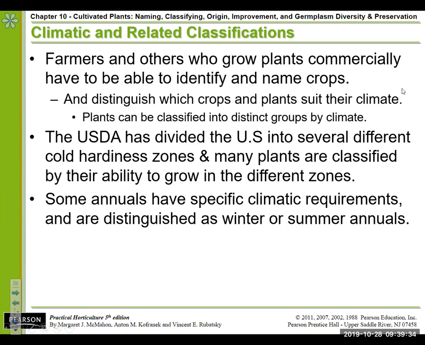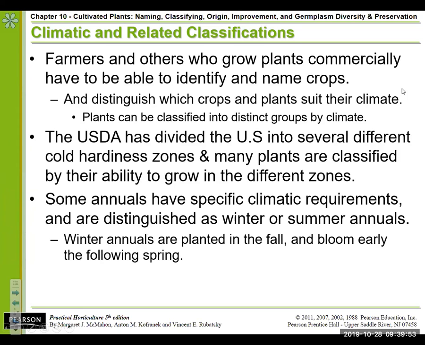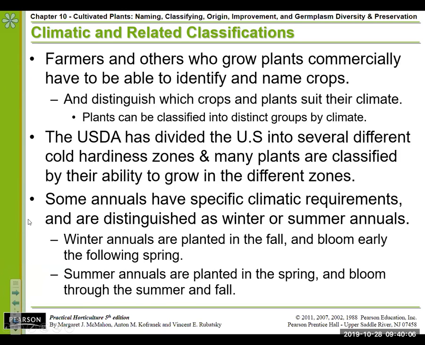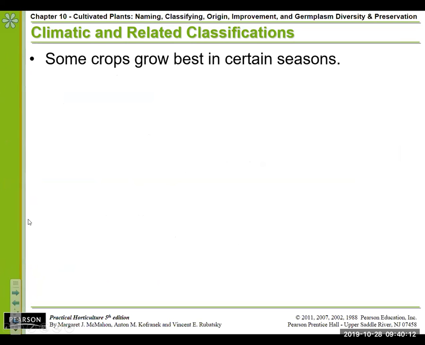We also look at annuals in terms of their climatic requirements, as to whether they are cool hardy or cold hardy, or warm season annuals. Generally, if we're looking at things like winter annuals, we look at planting them in the fall and having them bloom later that winter, likely earlier in the following spring. Summer annuals are planted in the spring, blooming through the summer and fall, right? So that's one way to classify them.